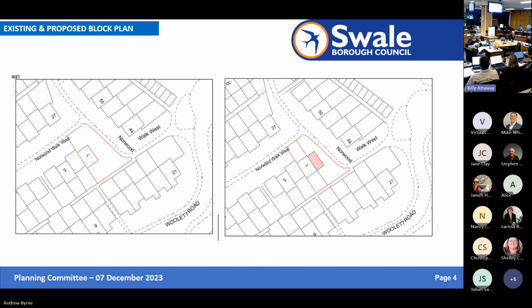It is well known that the drainage system locally is insufficient and prone to problems. Access for building work: the only access for builders and their equipment and materials is through an alley. This alley is the route used by people coming to get their primary school children to Grove Park School. It is also the route used by residents of Norwood Walk and beyond to reach the road.